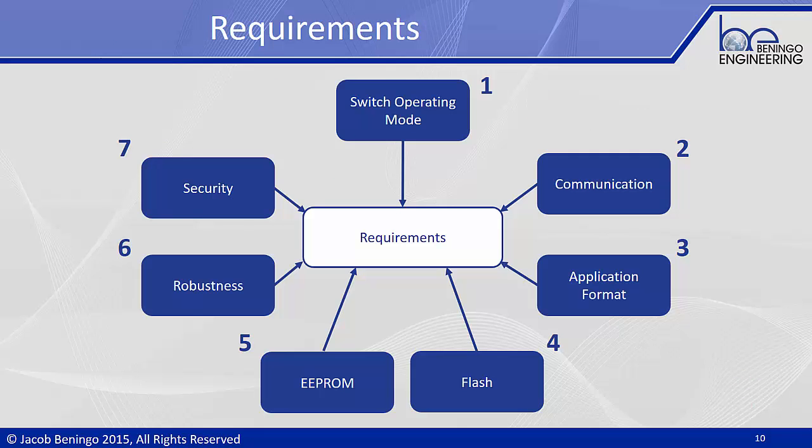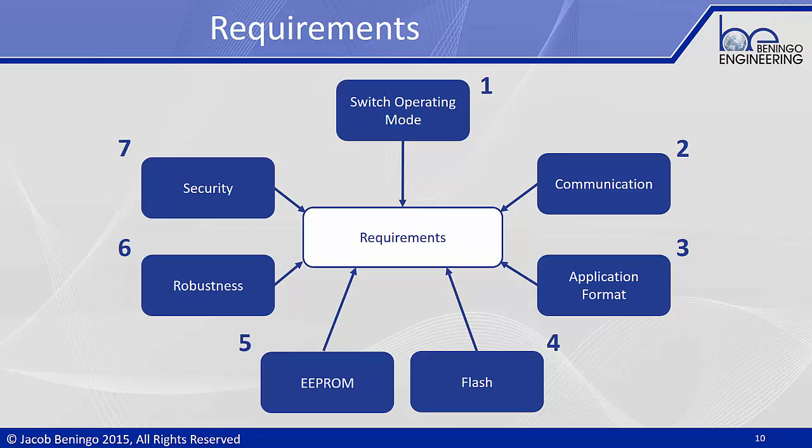Before we start to develop a bootloader, there are 7 key areas that we need to think about as far as requirements are concerned. The first is we need to think about the switch operating mode. What I mean by this is our system, our bootloader, and our application need to be able to switch from the bootloader to the application and from the application to the bootloader. Because really what we're going to be doing is running our application code. That's what we've designed the system to do.